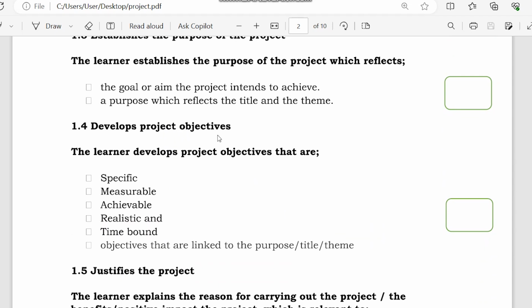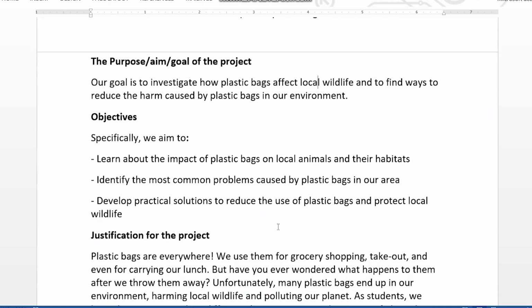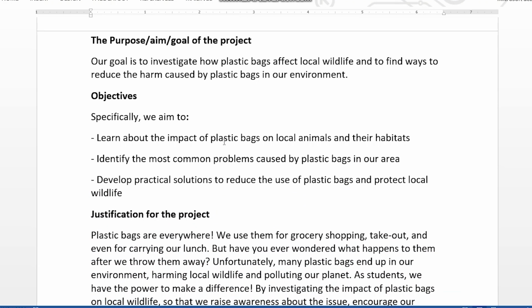Then develop objectives. They should be SMART, that is specific, measurable, and so on. But also linked to the what? To the purpose, title, or theme. And if you look at these objectives: specifically learn about the impact of plastic bags on local animals, identify a common problem caused by plastic bags, develop practical solutions to reduce the use of plastic bags.